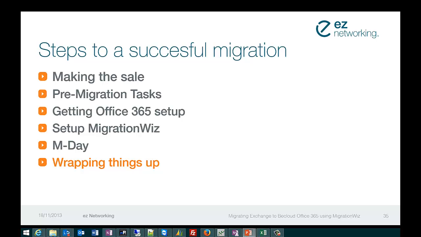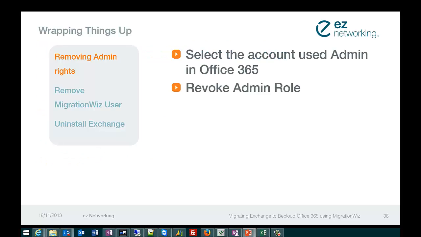Okay, now the last section of this migration session is wrapping things up. What do we need to do afterwards? Don't do it immediately or right away after the migration. Leave it there. You can leave the connector there for 90 days. And after those 90 days, the connector will remove itself from MigrationWiz. But we need to do some other stuff on Office 365 and Small Business Server.